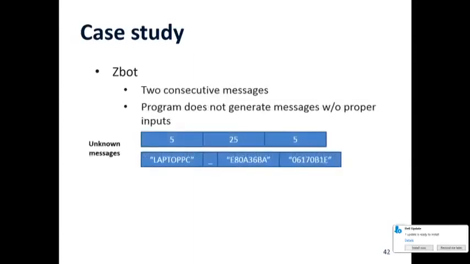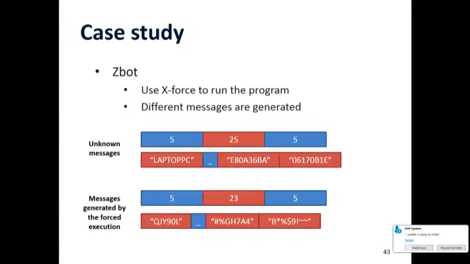So we encountered a problem. Here we have two consecutive messages that we want to analyze, and the program actually does not generate messages without input. So when I just execute this program, it just runs and keeps doing nothing. So we use experts to try to make this program generate something. And we identify that it actually generates something, but it generates different messages. So here we have the unknown messages we want to analyze, and the messages generated by the first execution. And I marked different parts with red boxes. As you can see, all the strings are different, and we have one integer difference between these two messages.